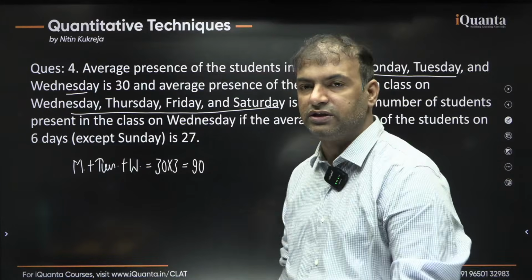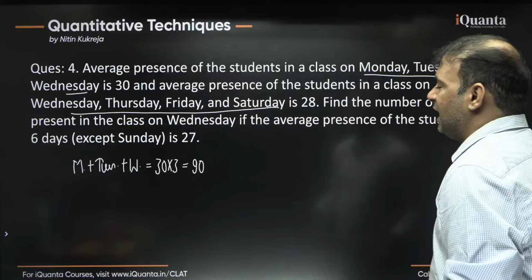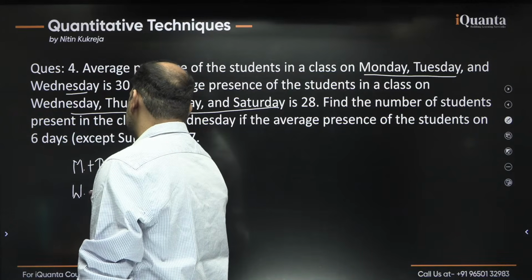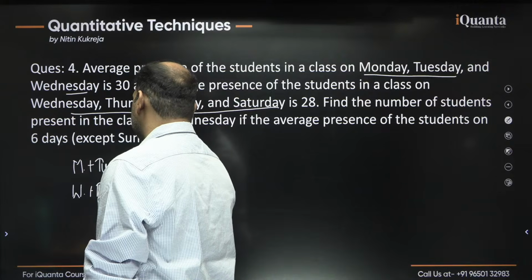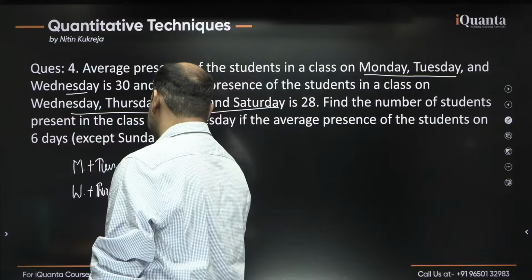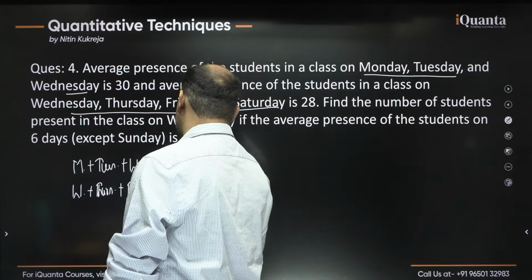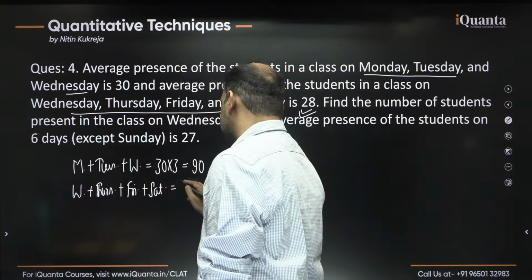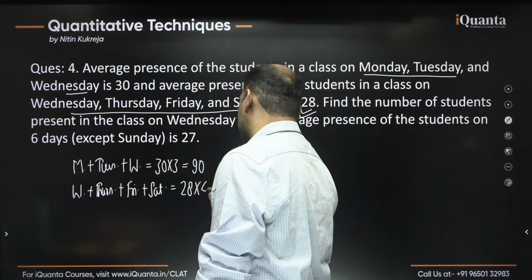Is the total quantity. Okay, now similarly, the average of the last 4 days is Wednesday plus Thursday plus Friday plus Saturday, right? And that average is given to us how much? That average is given to us as 28, right? And the number of days is 4, so 28 times 4 is what we have to do.